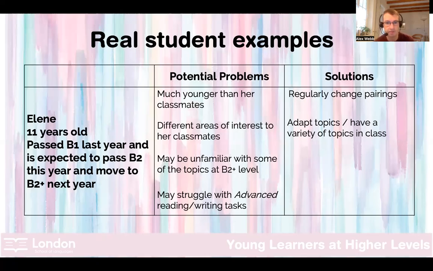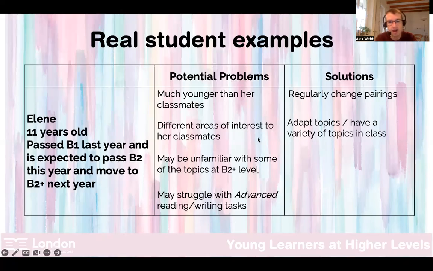So we've got to make it fair. We can't expect Elena to just talk about all of these more mature topics, but at the same time, we can't expect the older students in the class to talk about these less mature topics. So we need to have a balance and a variety in class.